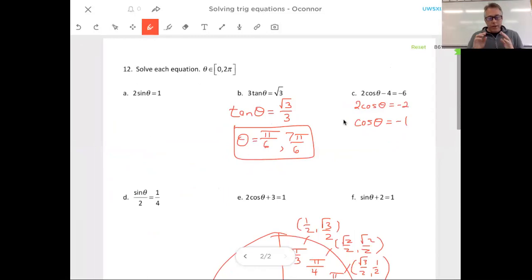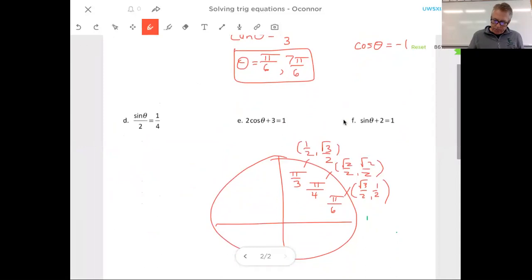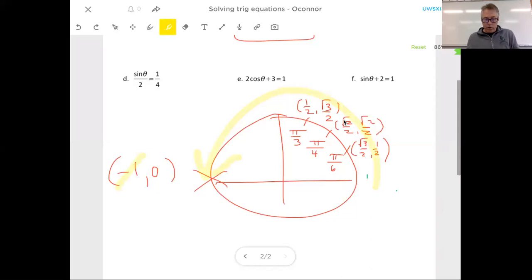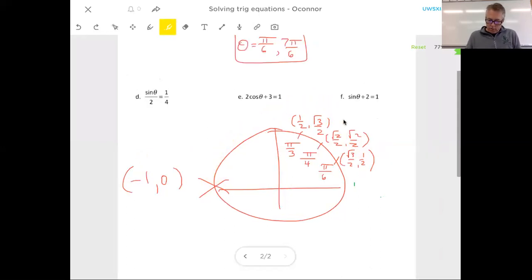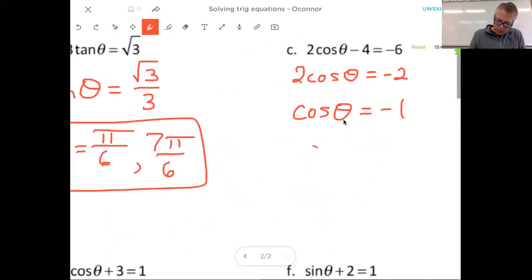Now, the cosine is the x value. Where is the x equal to -1? That is going to be right here, because the coordinates straight to the left, because it's the unit circle, remember the radius is 1, so the coordinates are -1, 0. So that means at an angle of pi, the cosine is -1. So pi is our answer. Okay, the cosine is equal to -1 when theta is equal to pi.